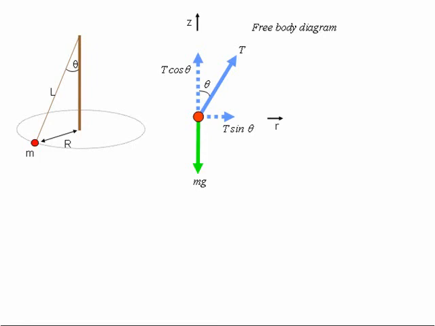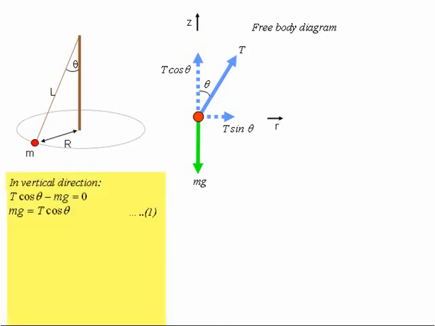We can resolve the tension into two components, one in the vertical direction and one in the radial direction. In the vertical direction we have T cos theta, in the radial direction it is T sine theta. So if we consider first of all our equation of motion in the vertical direction, the resultant force in the vertical direction must be zero because there is no acceleration in that direction. So T cos theta minus mg must equal 0. So mg equals T cos theta.